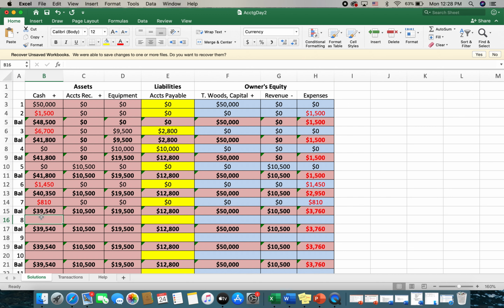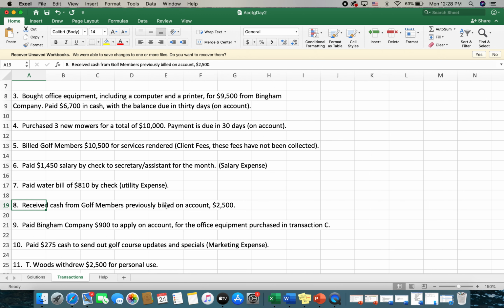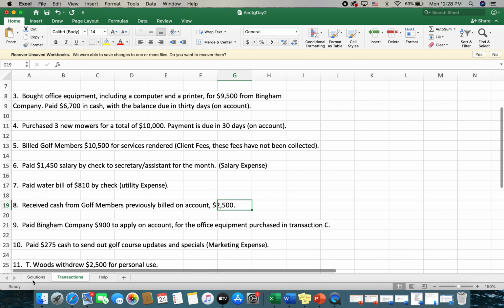All right, here we go. We're on to number 8 already. Received cash from the golf members previously billed on account, $2,500. So we received cash from the golf members that owed us money, $2,500. So this is talking to number 5 here. 8 and 5 are talking to each other.